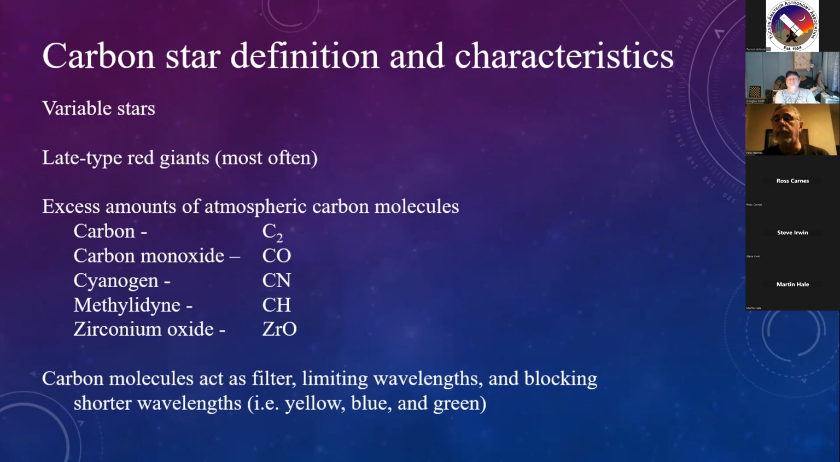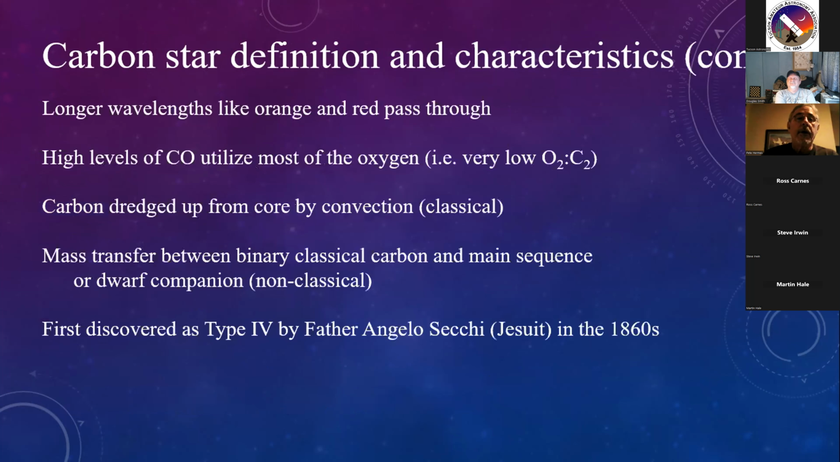And those are the predominant molecules present in carbon stars and thereby present with their basic coloring or hue. For the most part, carbon molecules will act as a filter, limiting the wavelengths, blocking those at the other portions of the visible spectrum, the yellows, the blues, and greens, however, allowing the reds to come on through. Here again, longer wavelengths like orange and red are going to pass through the carbon star.